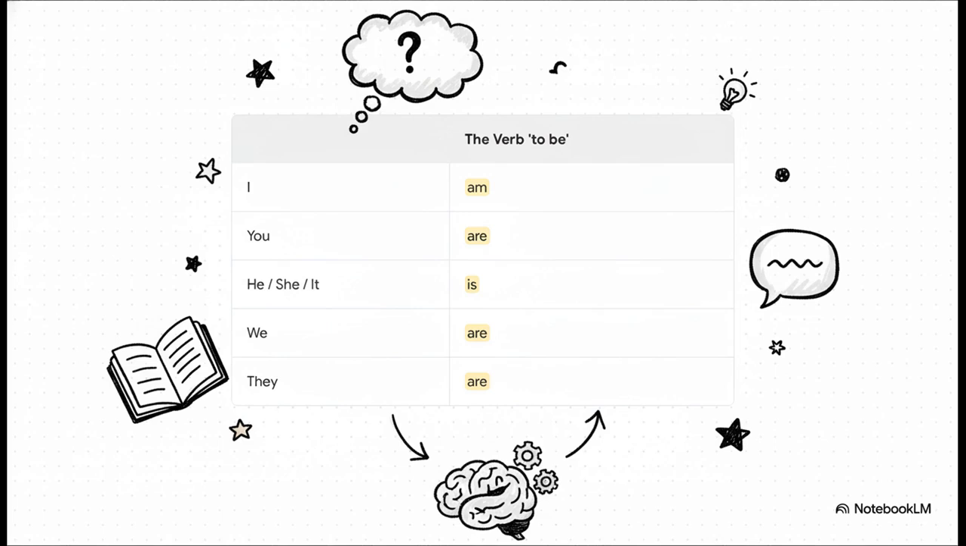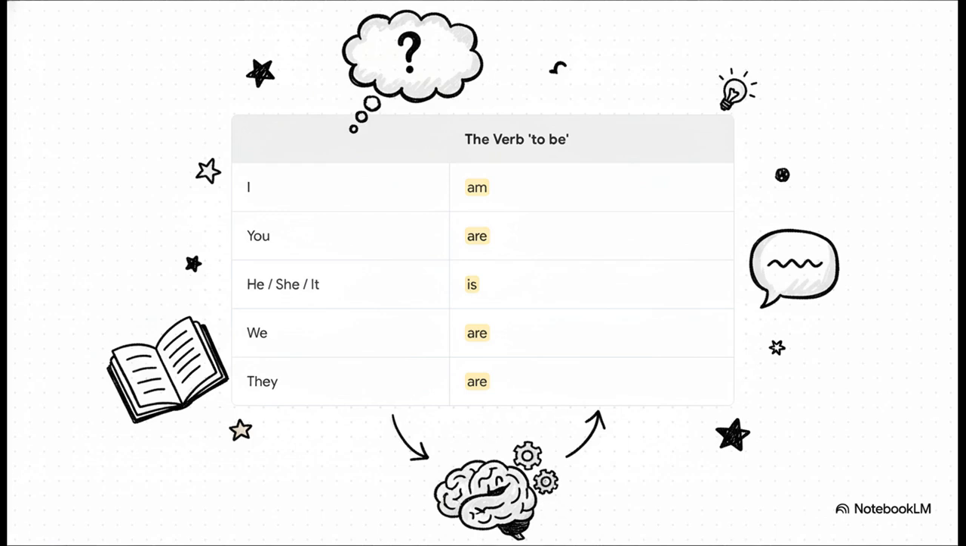Now, the verb to be is a little bit tricky because it changes its form for each subject pronoun. You just have to memorize these pairs. They're like a team. They always go together. Let's look at the chart on the slide and practice them nice and slow. Please repeat after me. I am. You are. He is. She is. It is. We are. They are.